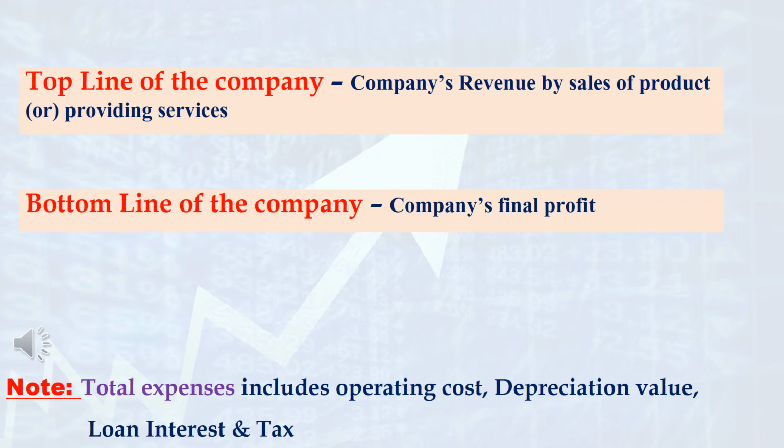A company's revenue from the sale of products or from providing services is called the top line of the company. From the revenue, if you deduct the total expenses of that company, then we get the final profit. That final profit is called the bottom line of the company. Here, total expenses include raw material cost, manufacturing cost, equipment's depreciation value, loan interest and tax.